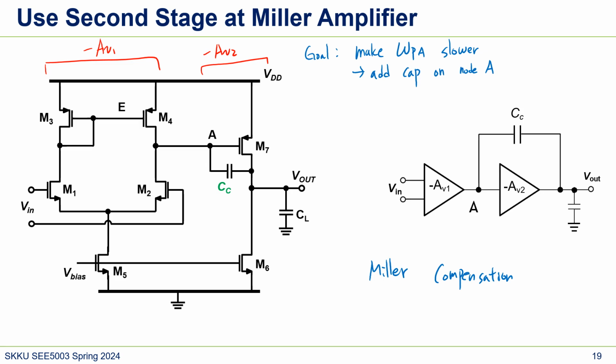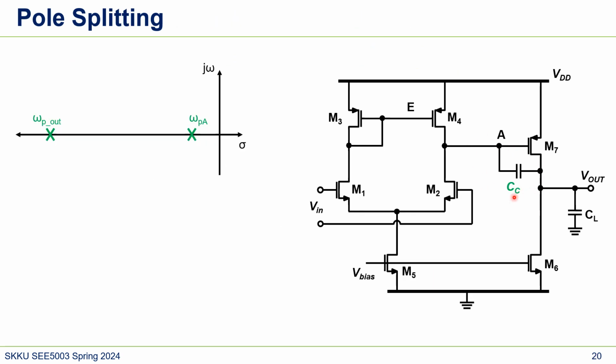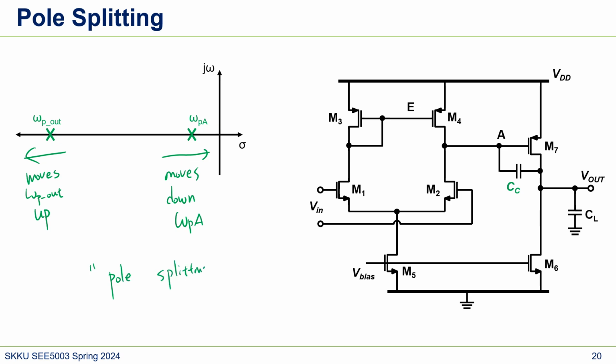We are adding a cap, and then it becomes very large by the Miller effect. So we add a cap here, intentional. This is not parasitic, this is an intentional, actual cap. We add the cap here, so we can make omega PA move down, slower. That's what we did. But also, interestingly, it can also move omega P out up. That's an interesting part, and we call this pole splitting. So let's focus on this part. How can we make this pole faster by adding this cap?